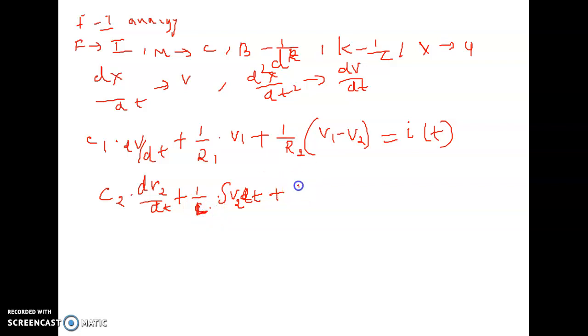Next we have b2. So b2 into dx2 by dt minus dx1 by dt. b2 is nothing but 1 by r2 into dx2 by dt minus dx1 by dt, that is v2 minus v1, is equal to 0. So this is the FI analogy expression for the given problem.